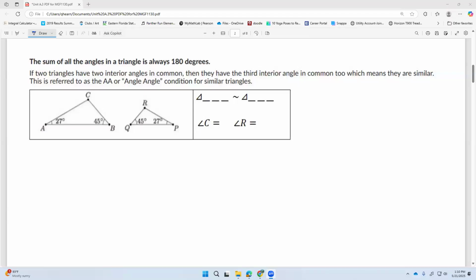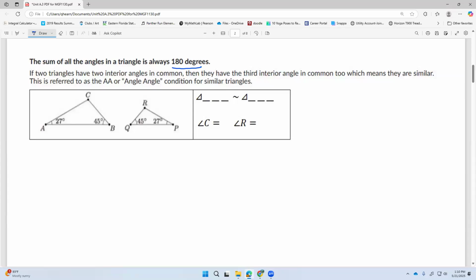Okay, so one fact that will be helpful for us to know is that if you add up all of the inside angles, there are three angles in each triangle, you'll always get 180 degrees. The reason that this is helpful is if you only know two angles in a triangle, you can always figure out what the third angle is. So let's look at an example.